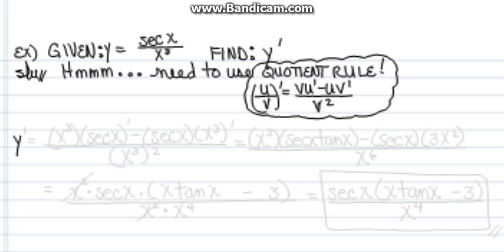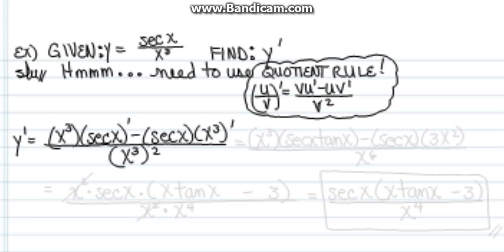Let's apply it. y prime is equal to the bottom times the derivative of the top, we'll take that derivative in a moment, minus the top times the derivative of the bottom, all over the bottom squared. Now what we're going to do in the next step is apply the derivative of secant x, which we know is secant x times tangent x, and also apply the derivative of x cubed using the power rule. That will be 3 times x squared.